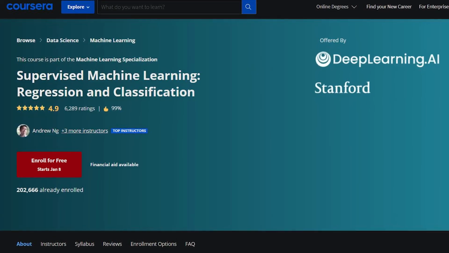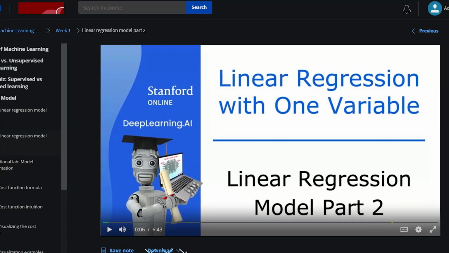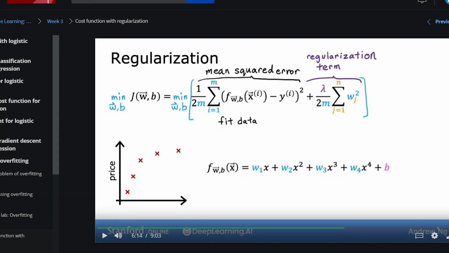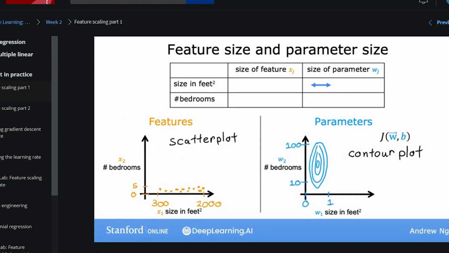So I started my journey with Andrew Ng's course on Coursera. It's called Supervised Machine Learning. Now here's the thing: Andrew Ng is regarded as one of the best mentors in the field of data science. This course deals with two problems, the most famous ones, linear regression and logistic regression, with many smaller subtopics like regularization and normalization of the dataset.